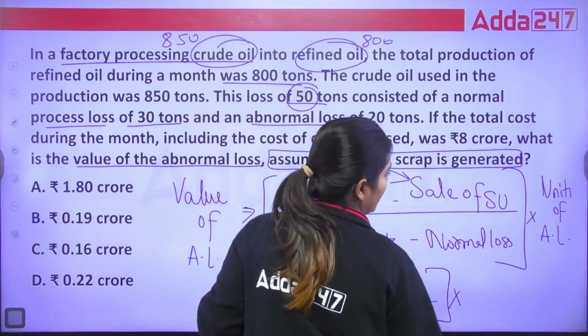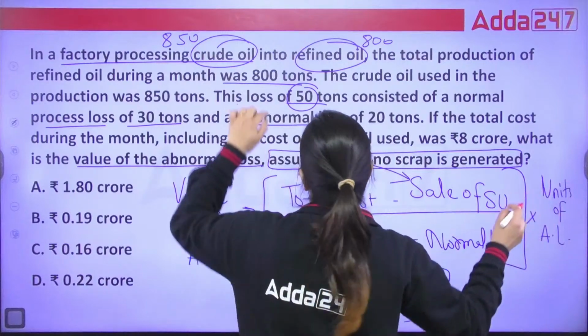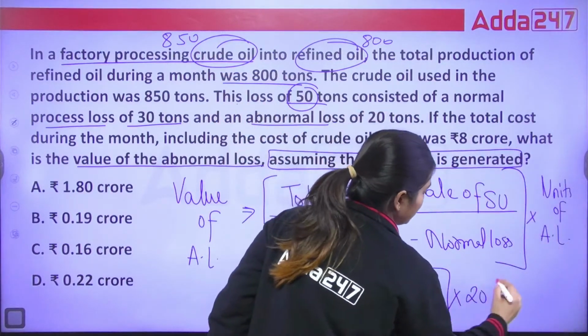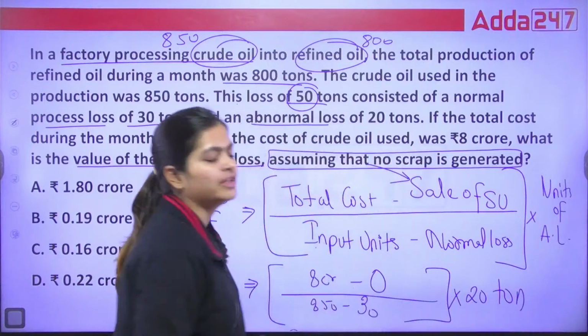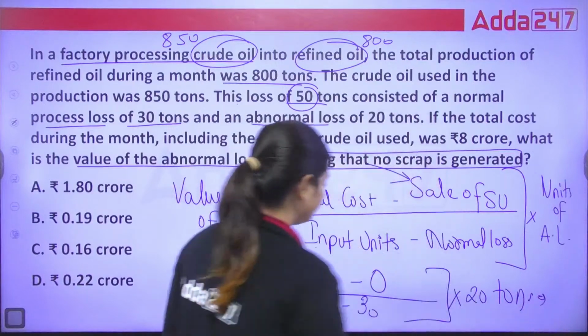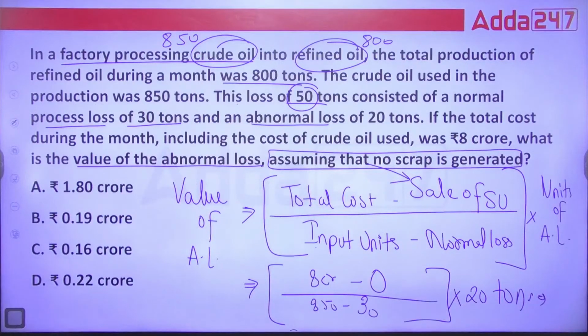Then you need to multiply with units of abnormal loss. So what is the units of abnormal loss? That is 20 tons. Okay, you need to subtract and multiply with 20 tons. Chaliye, solve this and tell me the answer. 8 crore divided by 8,20,000 into 20 ton.